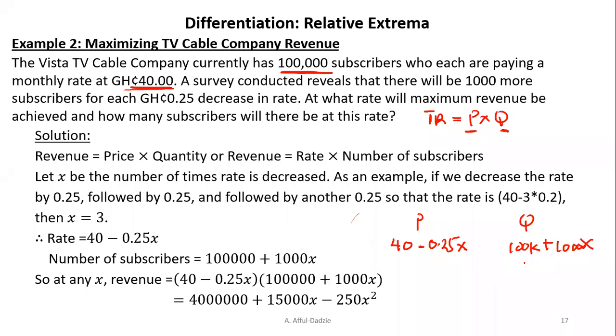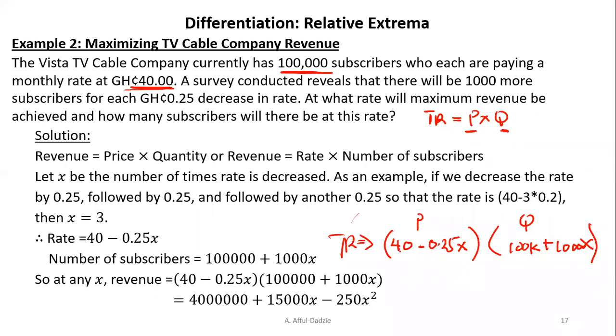So for our number of subscribers, the equation will now be 100,000 plus 1,000x. And for our price, the rate of the product, we have 40 minus 0.25x. So let's put these two together to form one composite total revenue function. This is how we derive the equation here. So we multiply these two.